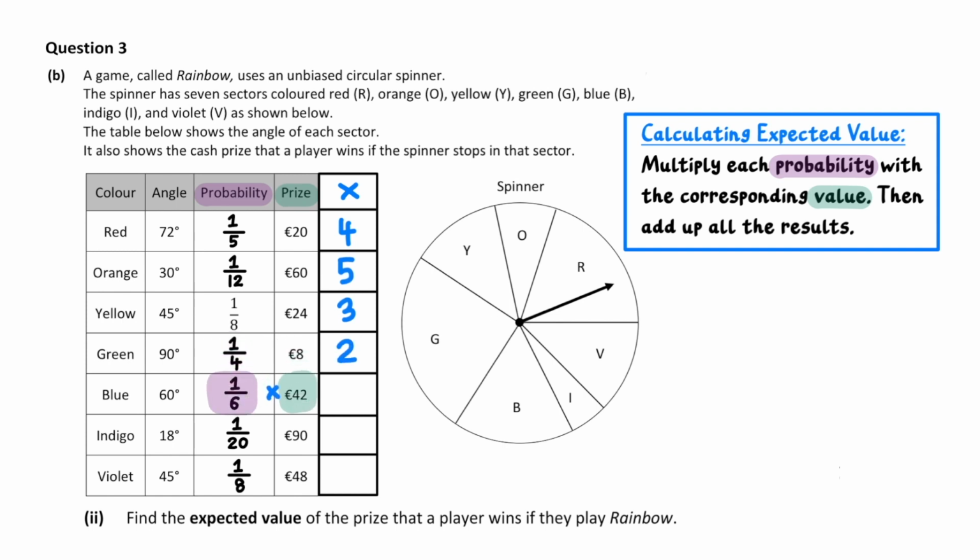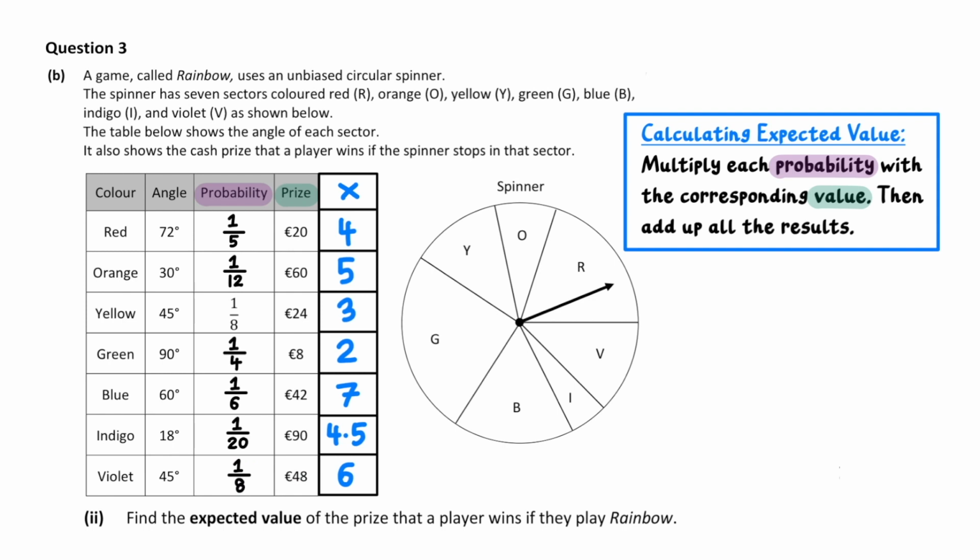Blue gives us 1 over 6 times 42, which is 7. Indigo gives us 1 over 20 times 90, which is 4.5. And violet gives us 1 over 8 times 48, which is 6.